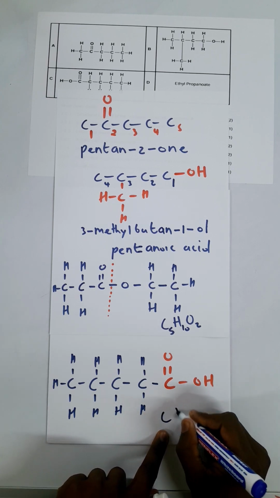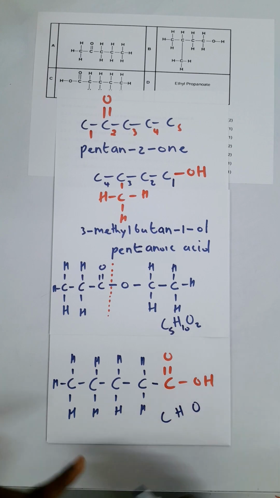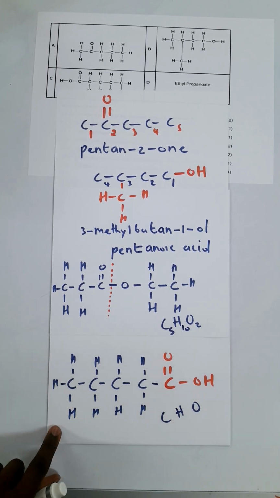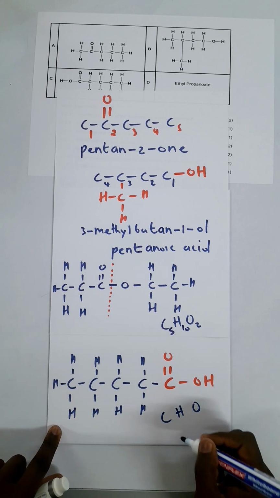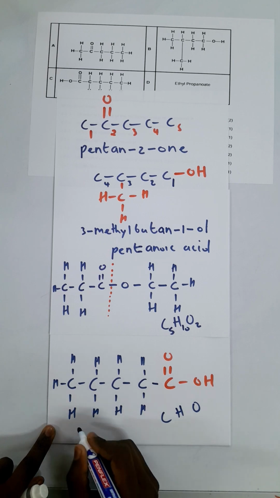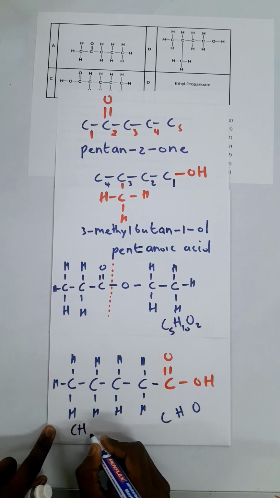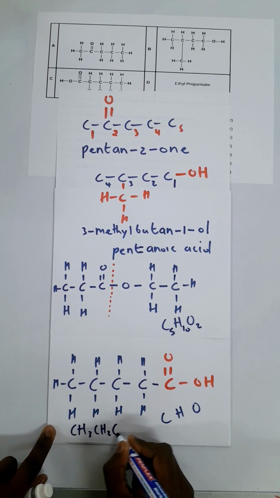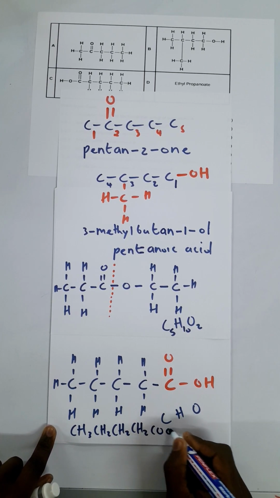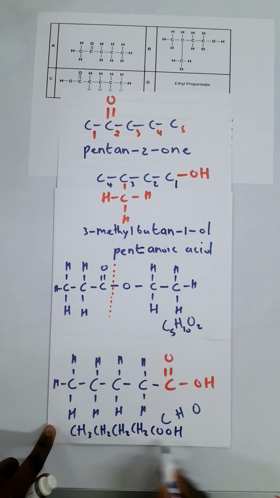We have carbons, hydrogens, as well as oxygens. Let's write down the molecular formula. It's something that you can practice as well. Even the condensed structural formula you can practice. You can say this is CH3, CH2, CH2, CH2, COOH. This is the condensed structural formula.